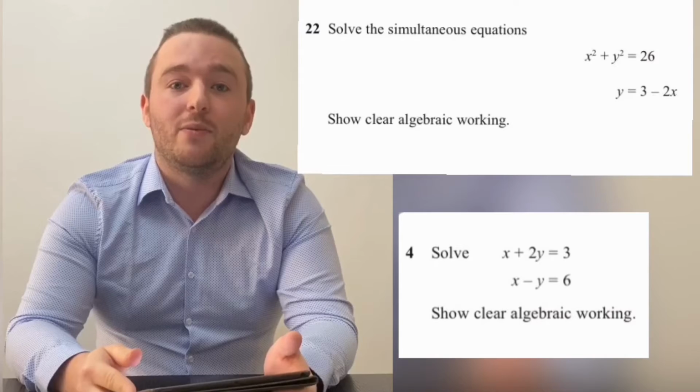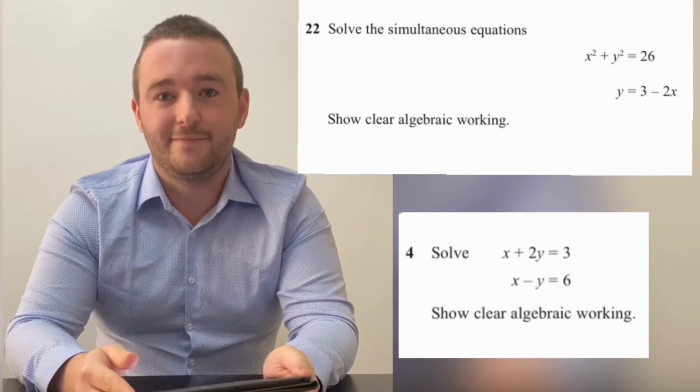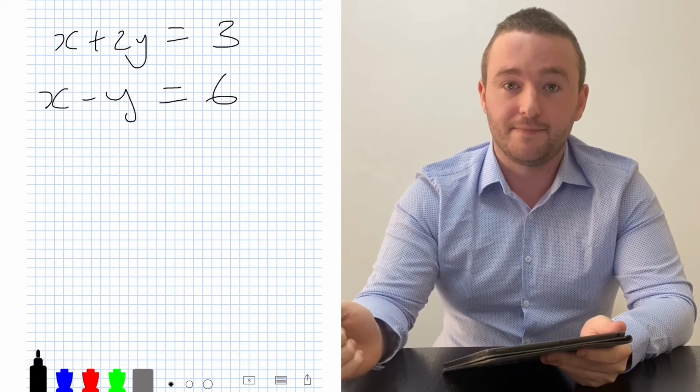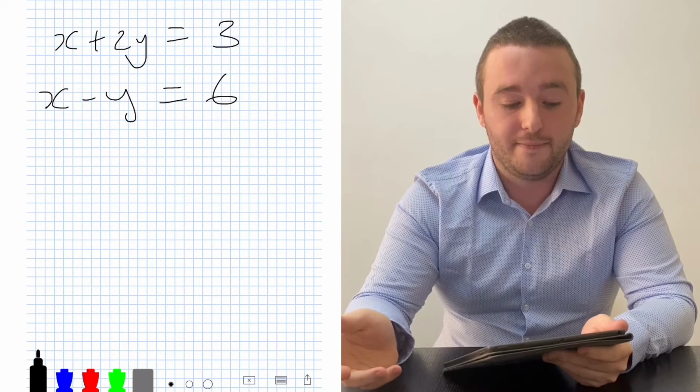Let's have a look at some exam questions. There will be two exam questions coming up on your screen. Pause the video and have a go at them yourself and see if you can answer them. The first question is from the January 2015 paper, and it says x plus 2y equals 3 and x minus y equals 6. So here I think it would be easiest to use the cancellation method.